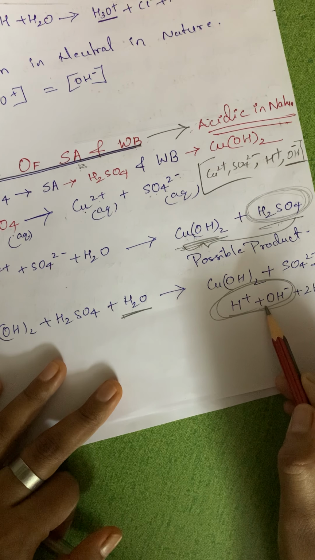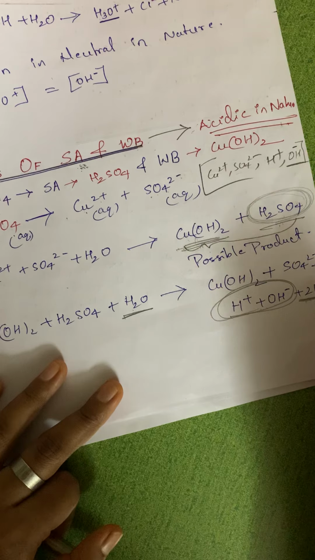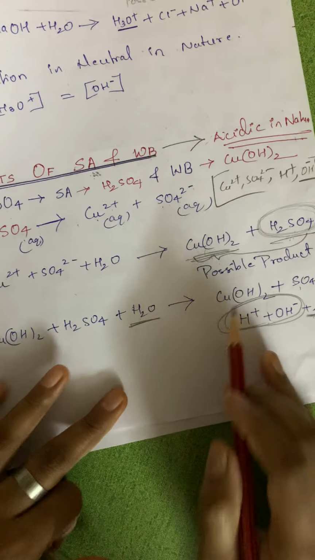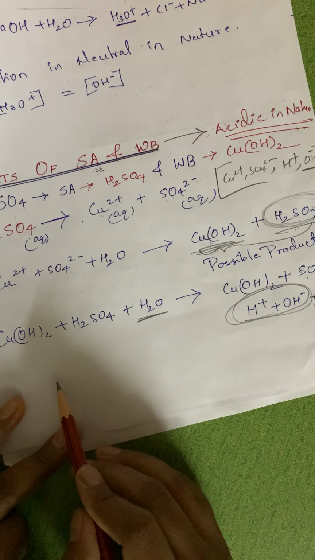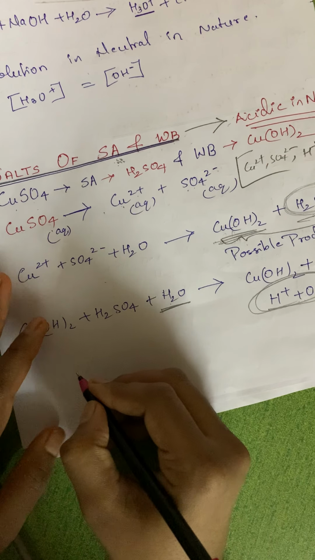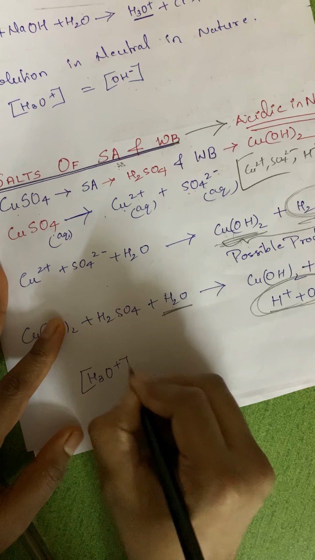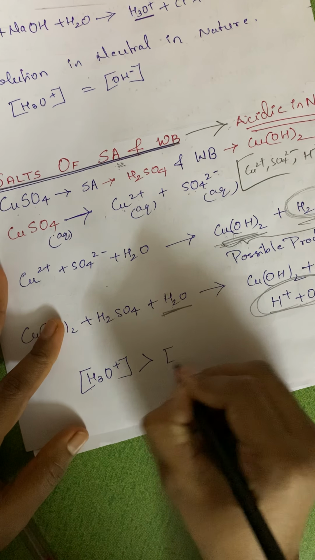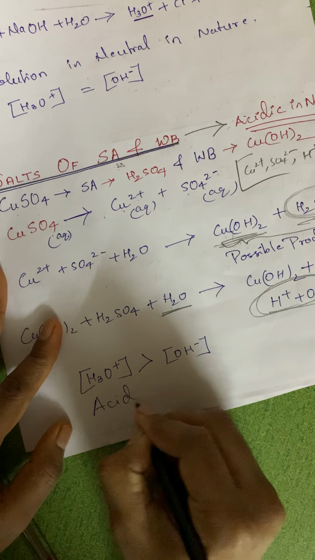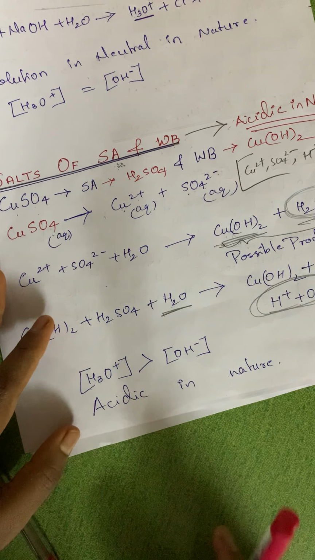Now what will happen over here? What is increasing? The number of ions is increasing because of the strong acid. As a result, what is disturbed? The equality of H3O+ and OH- in the water is disturbed. So I can say the concentration of H3O+ is more in this case. As a result, the solution will be acidic in nature.